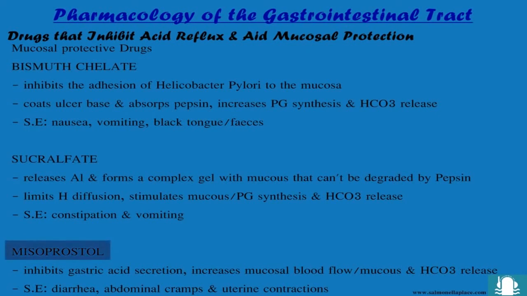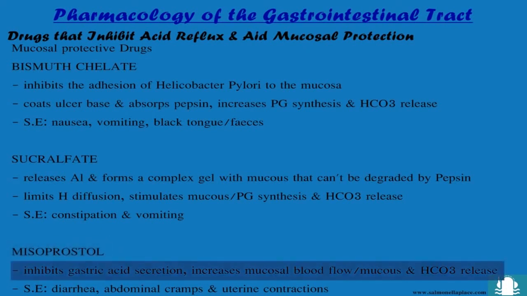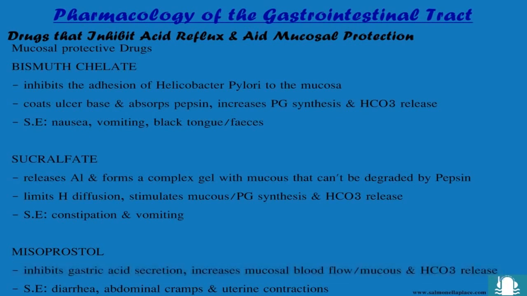Lastly, misoprostol, which is a stable prostaglandin E1 analog. It inhibits gastric acid secretion to food and histamine, and it increases the mucosal blood flow and increases the release of mucus and bicarbonate ion. It's given with NSAIDs for prophylaxis, and it can cause diarrhea, abdominal cramps, and uterine contractions. So that's the end of this topic.